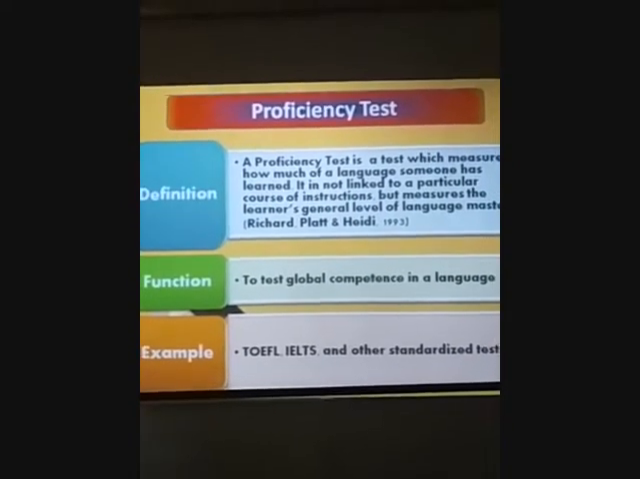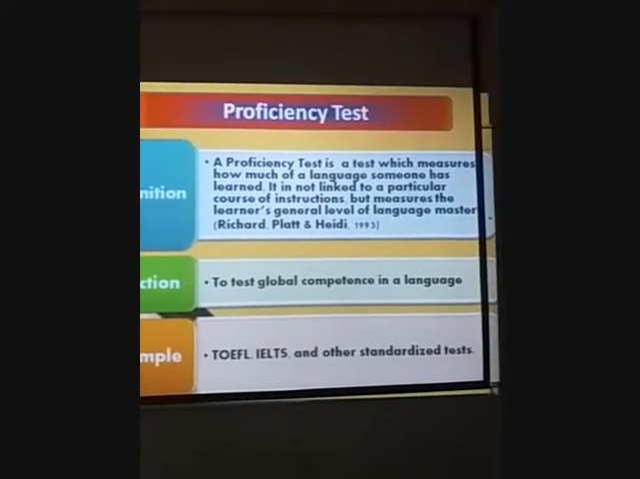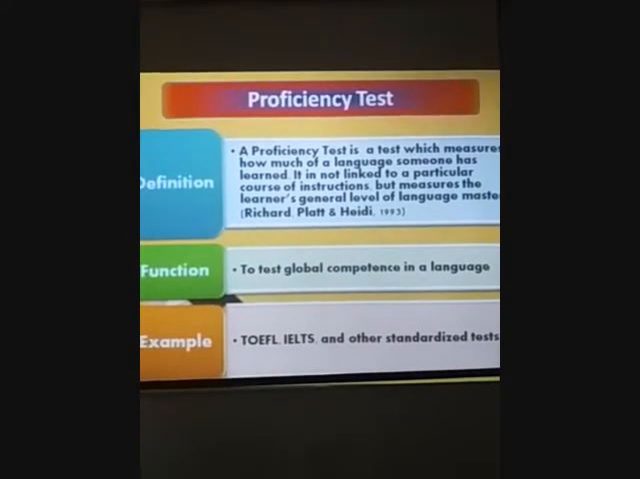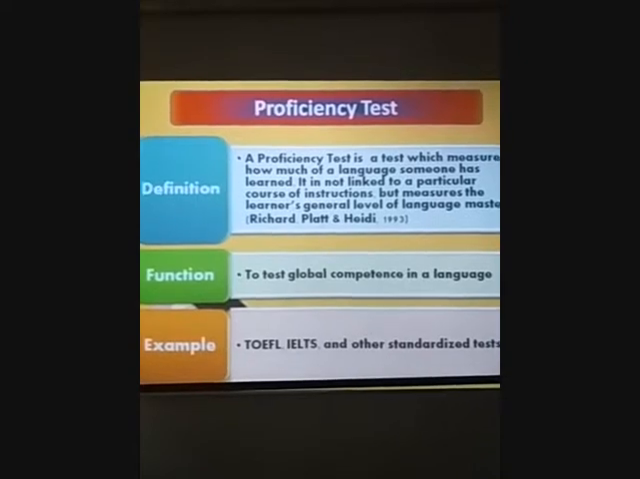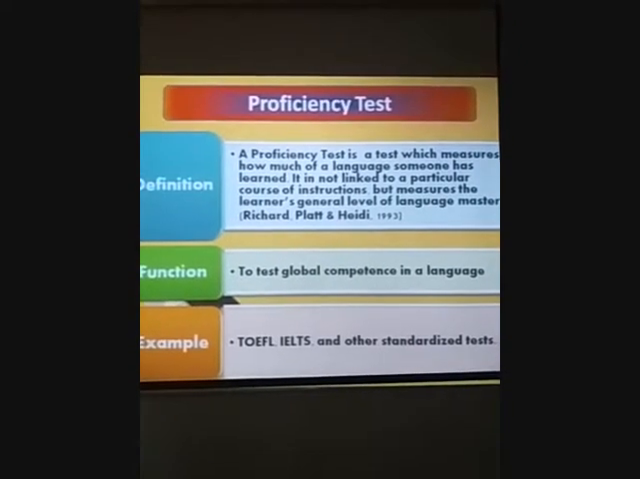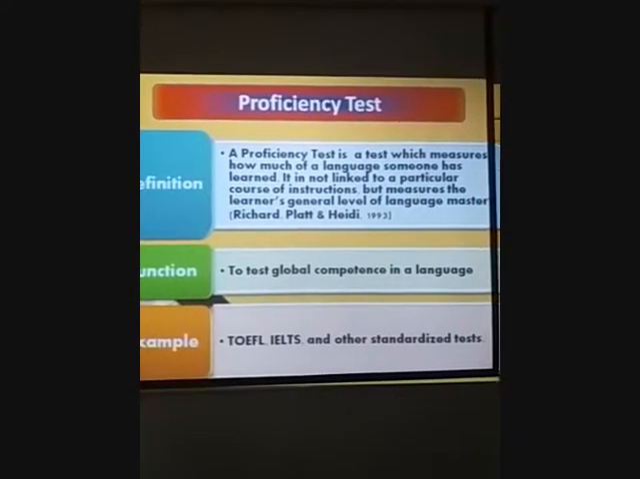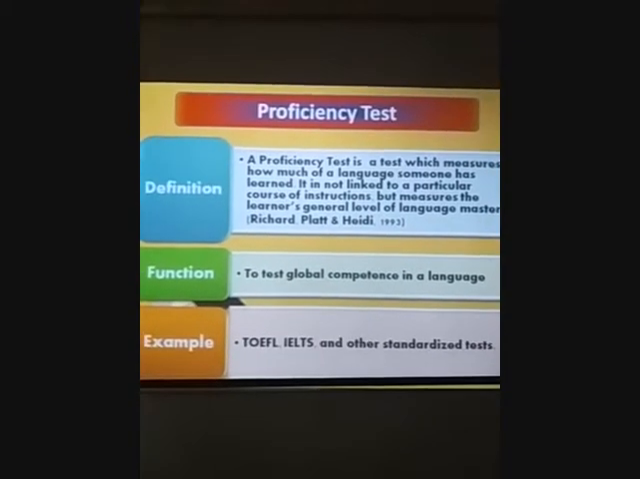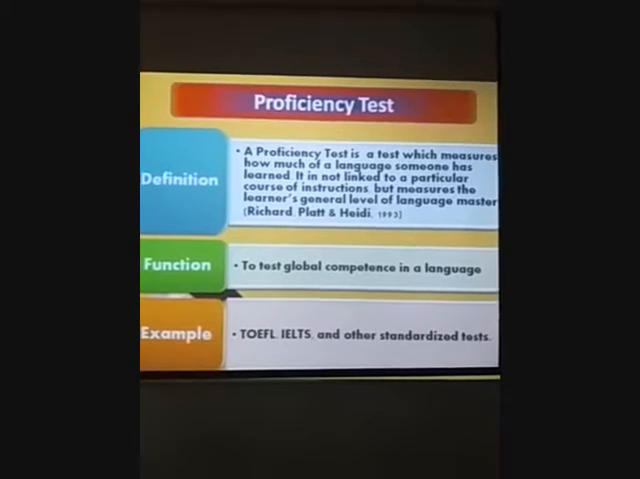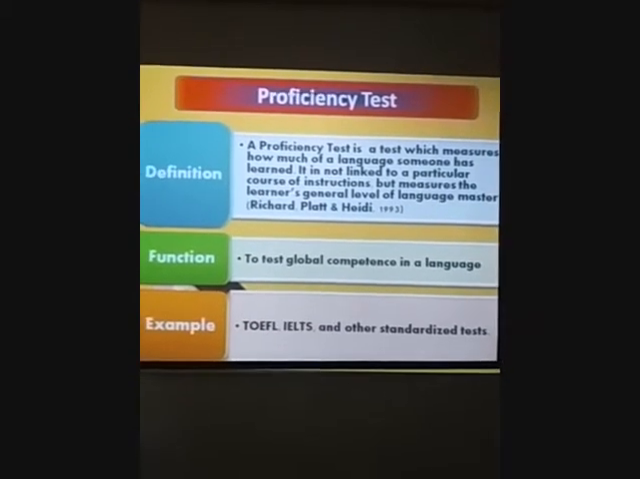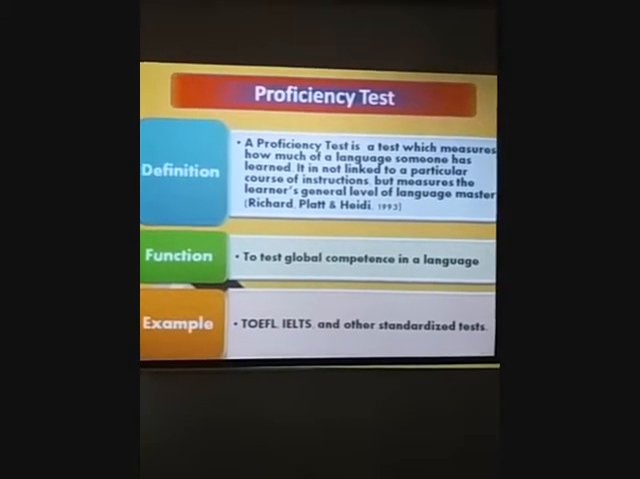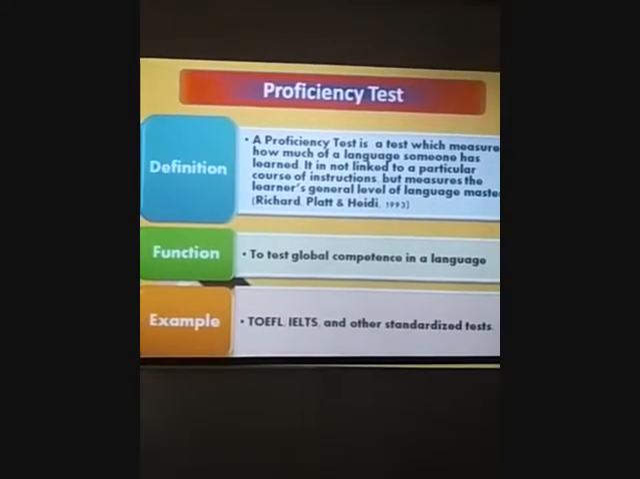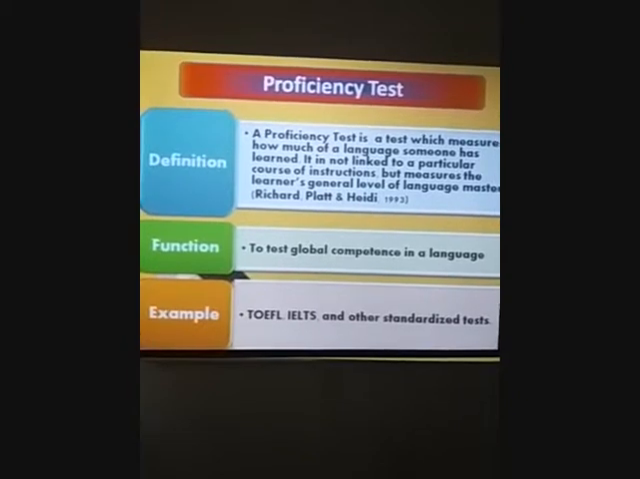Proficiency test. A proficiency test is a test which measures how much of a language someone has learned. It is not linked to a particular course of instruction, but measures the learner's general level of language mastery, according to Richards, Platt and Weber. The function is to test global competence in a language. Example, TOEFL, IELTS, and other standardized tests.